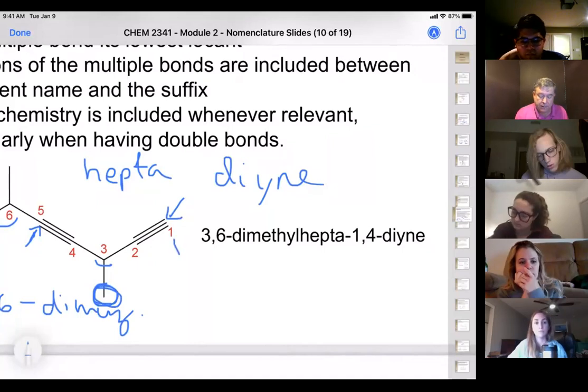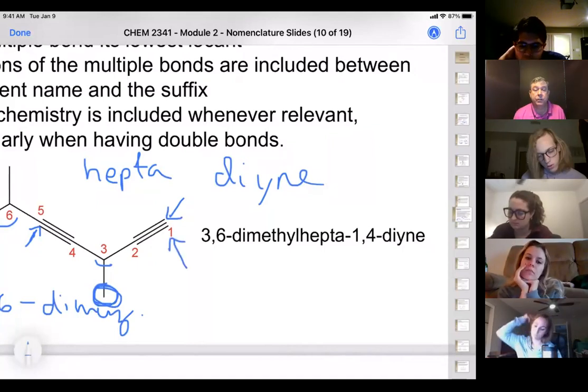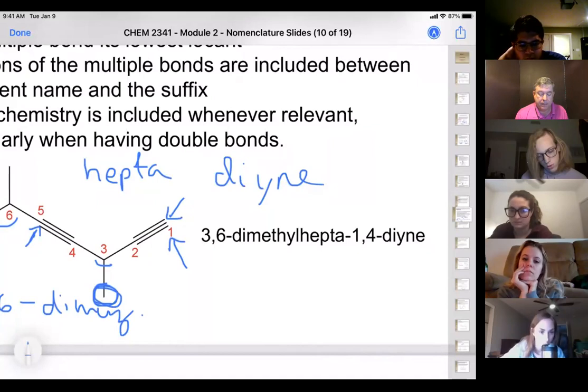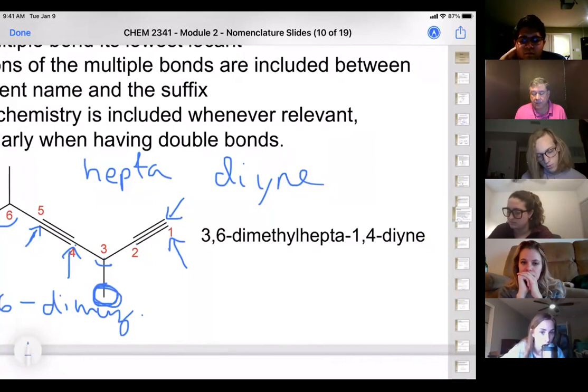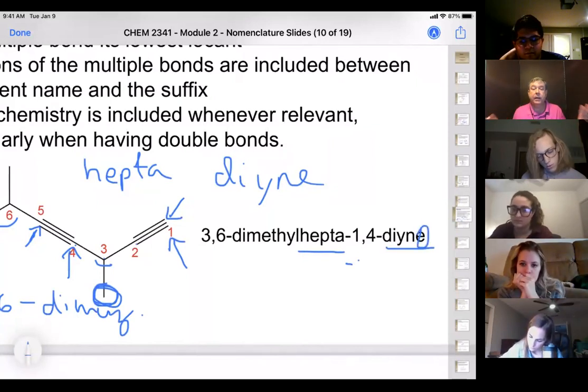So the first alkyne has its first carbon on the 1 carbon. Then we have 2, 3, 4. And the second alkyne begins on the 4 carbon. So we only use 1 of each of the carbons in the double bonds and triple bonds to locate it. So we have our hepta for 7 carbons, dash 1,4-diene. And again, the E here means it's only a hydrocarbon.